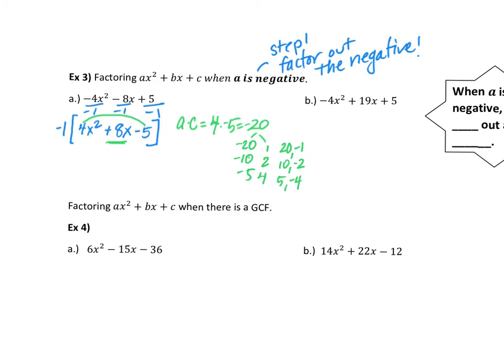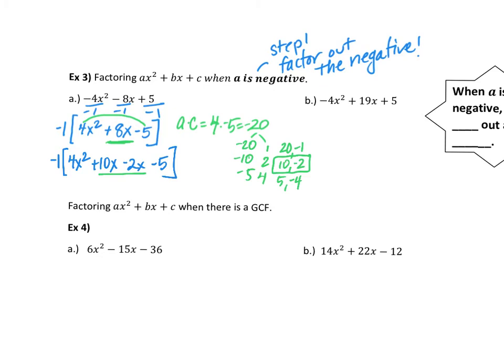So the ones that are going to combine to give you 8 would be 10 and negative 2. So I'm going to rewrite. Negative 1 is still on the outside. 4x squared, now plus 10x. And then I have minus 2x minus 5. So this is what replaced my 8x.